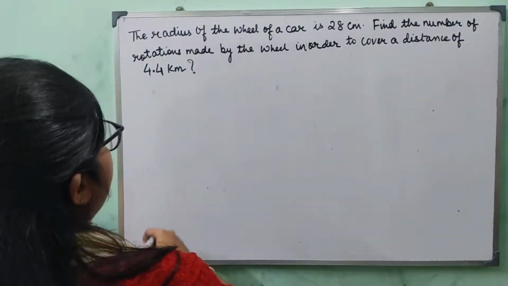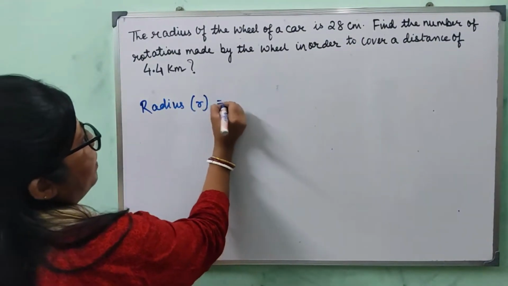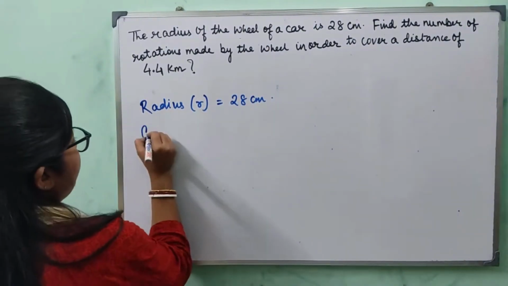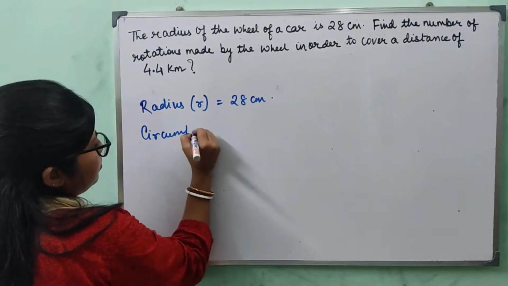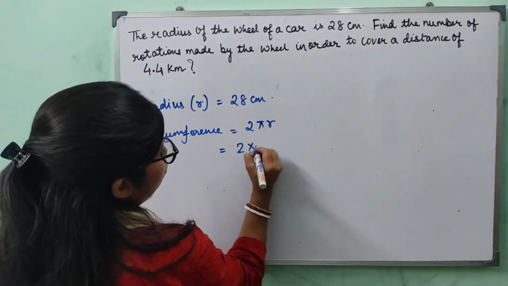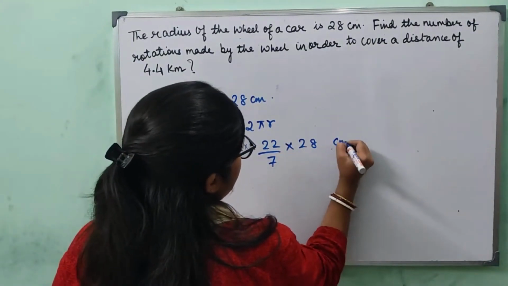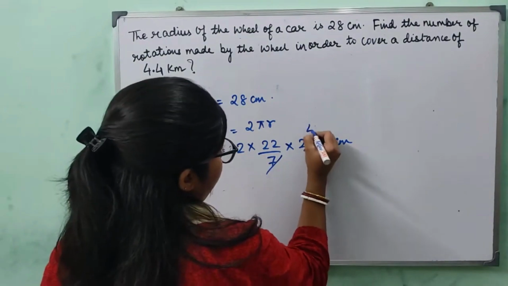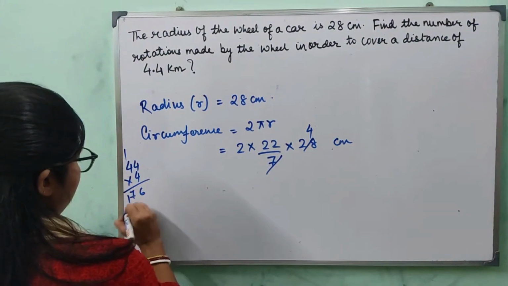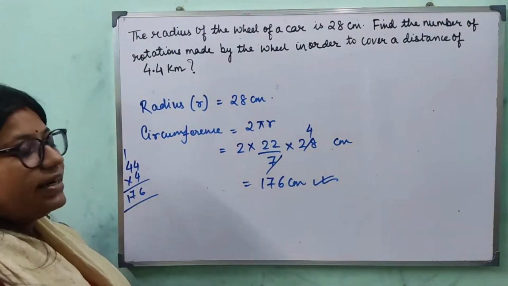Alright, so here in this sum, the radius r is 28 centimeter. This is the radius of the wheel. So what will be the circumference? It is equal to 2 pi r, that is 2 into 22 by 7, that is the value of pi, into r, which is 28, centimeter. This is 4, that is 44 into 4, 176 centimeter.